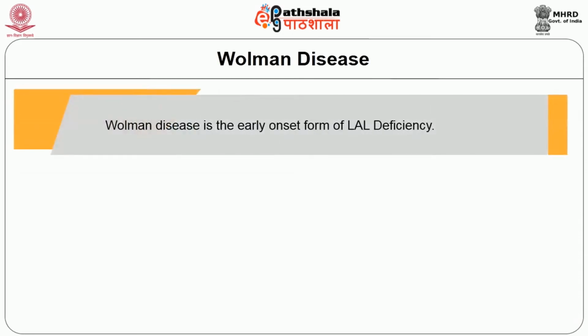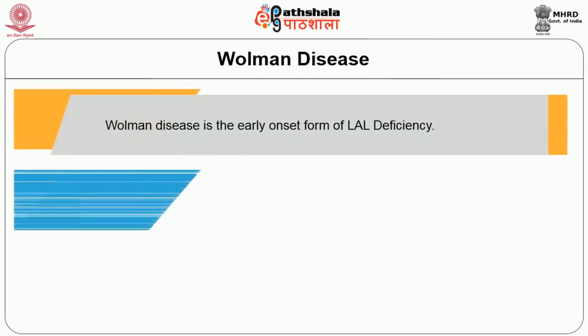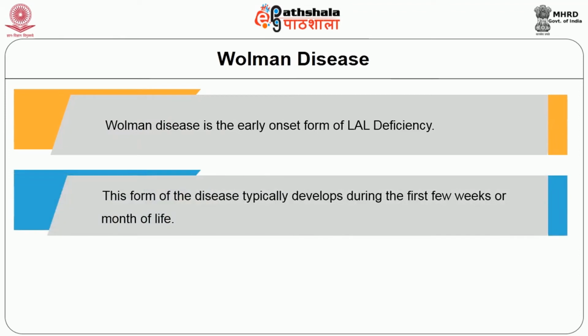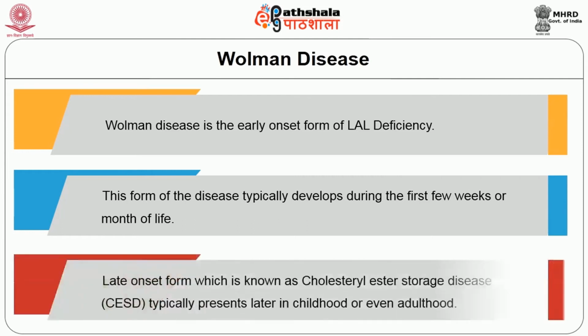Wolman disease is the early onset form of LAL deficiency. This form of the disease typically develops during the first few weeks or months of life. The late onset form, which is known as cholesterol ester storage disease, typically presents later in childhood or even adulthood.